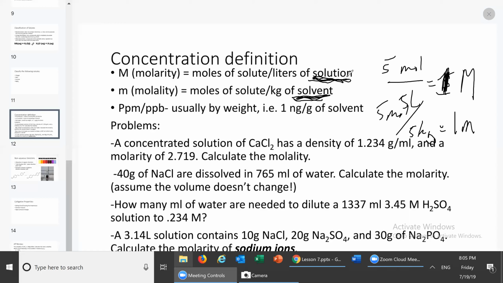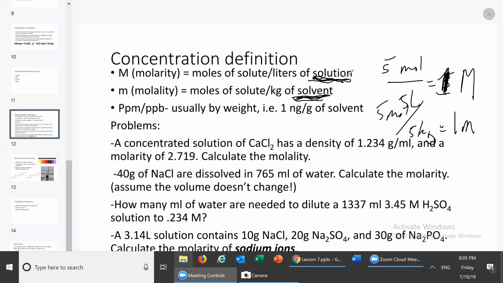Another important one is ppm or ppb, so parts per million or parts per billion. Often if you look at drinking water regulations, they say, oh, we can have this much lead in parts per million, or this much mercury in parts per billion. Typically this is by weight. With gases, it might be by volume.